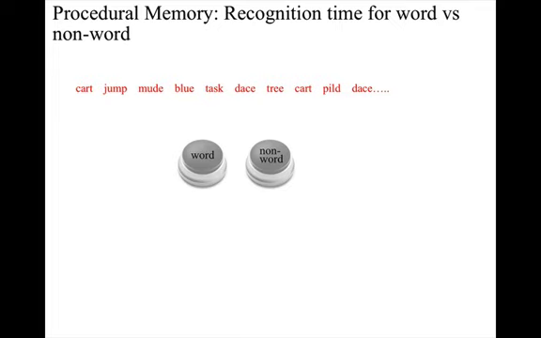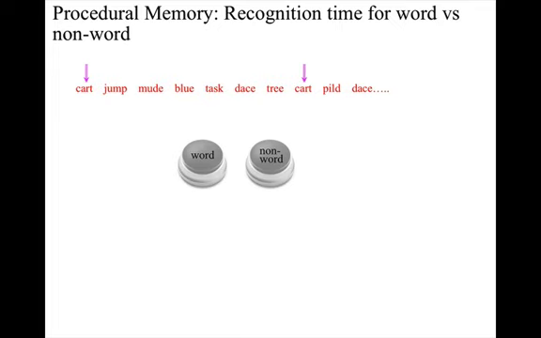In the test, subjects are shown a series of letter strings. Some are real words, some are non-words, but the letters linguistically could be a word. And the subjects are asked to push a button to indicate as rapidly as possible whether a letter string is a word or a non-word. It takes about 600 milliseconds to identify a word and 700 milliseconds to identify a non-word.